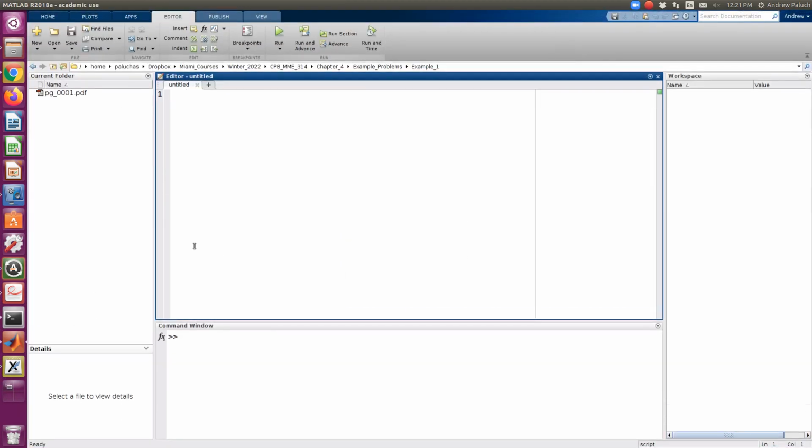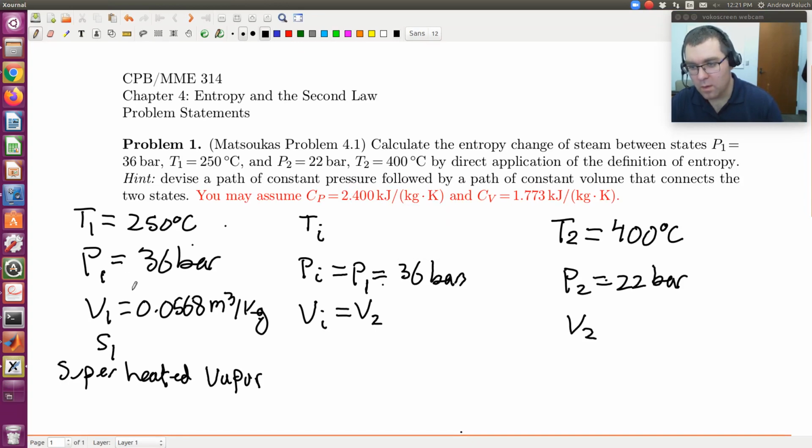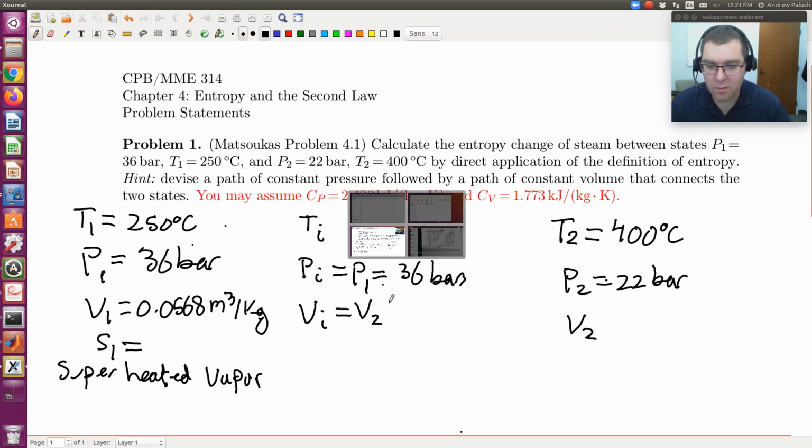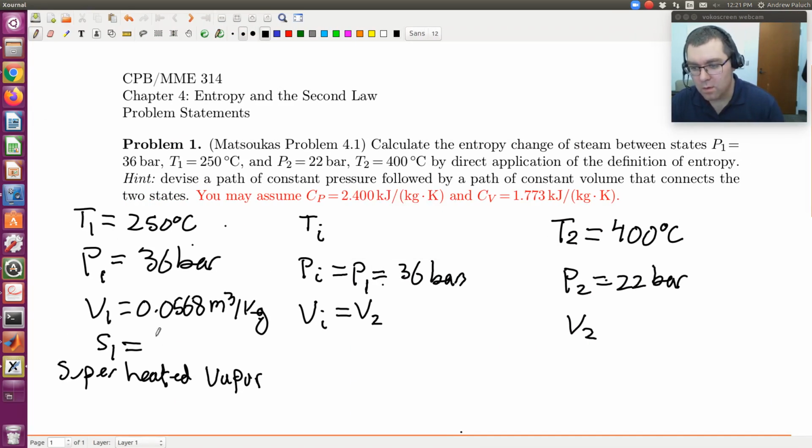And S, sorry, this stylus is a little touchy. So entropy down here, 6.1545, and that'll be kilojoules per kilogram.